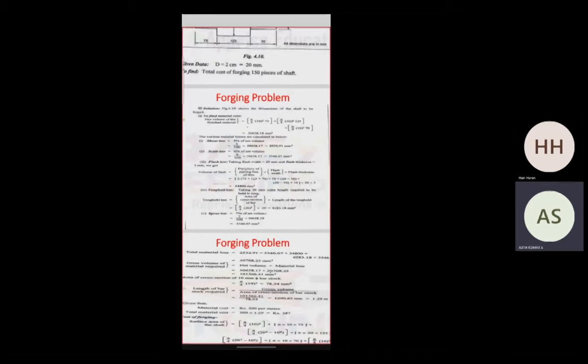So given that they have given the material cost is equal to rupees 300. So we want to multiply 300 with the length of the bar stock required. So we will get total material cost is equal to rupees 387. And next we want to find the cost of forging.